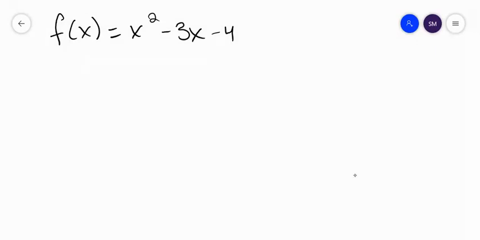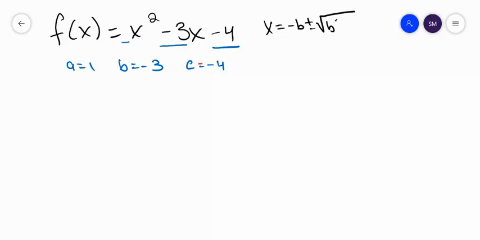There's an invisible 1 in front of the x squared, so my a is 1. There's a -3 in front of the x term, so my b is -3. And -4 is the number with no variable, so my c is -4. The quadratic formula tells us that the x-intercepts are equal to -b plus or minus the square root of b squared minus 4ac over 2a. And it's important to note that the minus 4ac is under the square root.